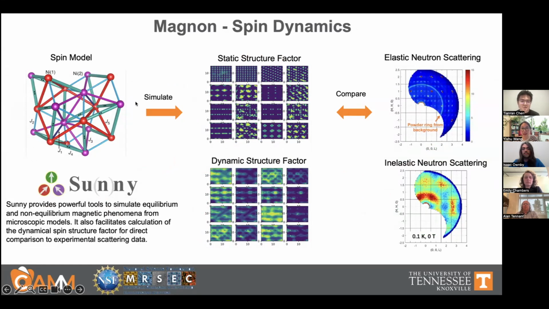Here is a very simple spin model where these atoms, these magnetic moments, are connected through the exchange interactions. We can use software, like here I'm using the Sunny Julia package, to simulate the static and dynamic structure factors. There are different panels using different exchange parameters. These simulated results can be directly compared with the neutron data, the elastic and inelastic neutron magnetic scattering results, and we can tune the model parameters to fit the neutron data.